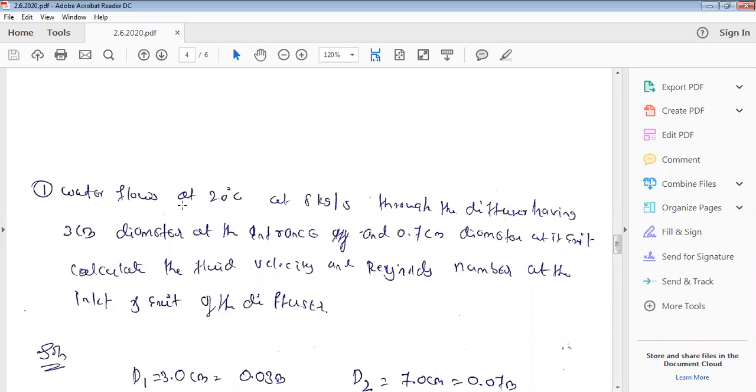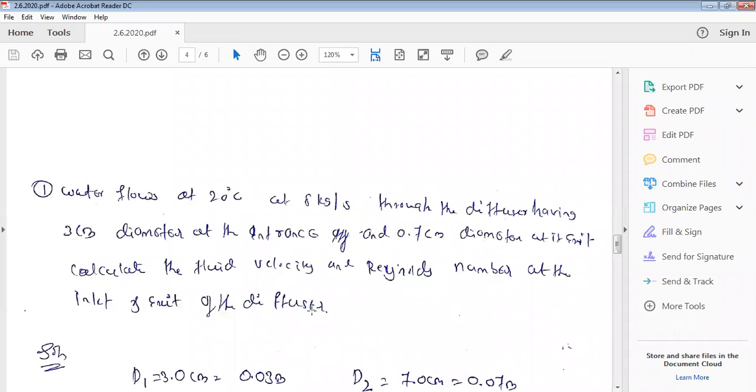Water flows at 20 degrees Celsius at 8 kg per second. In the sense what, this is the mass flow rate of water, and the water temperature is 20 degrees Celsius. Water flows at 20 degrees Celsius at 8 kg per second through a diffuser having 3 centimeter diameter at the entrance and 0.07 centimeter diameter at the exit. Calculate fluid velocity and Reynolds number at the inlet and the exit of the diffuser.